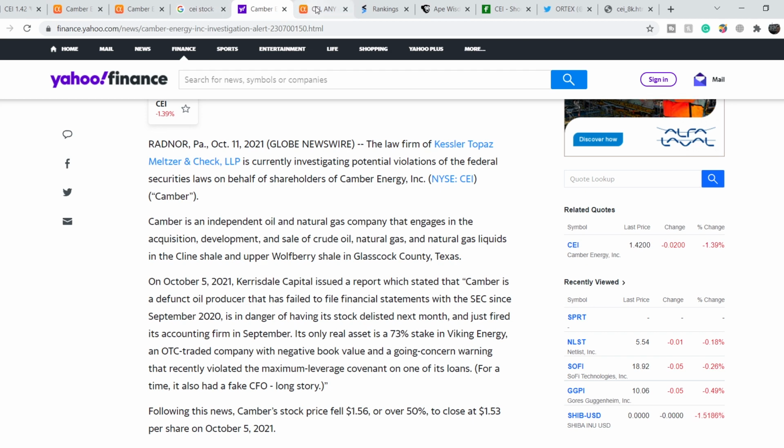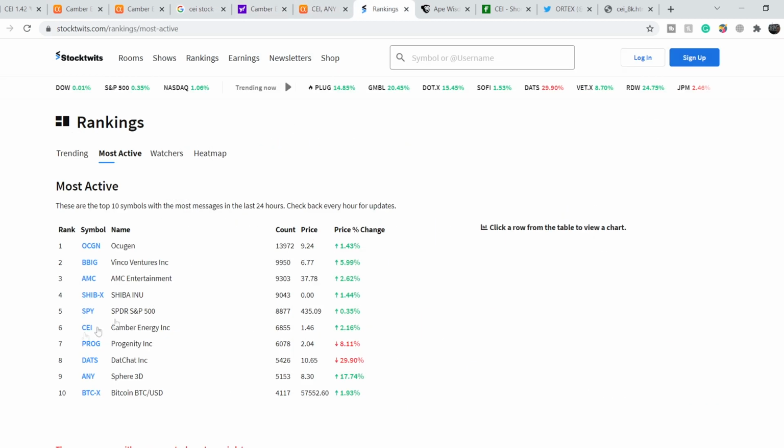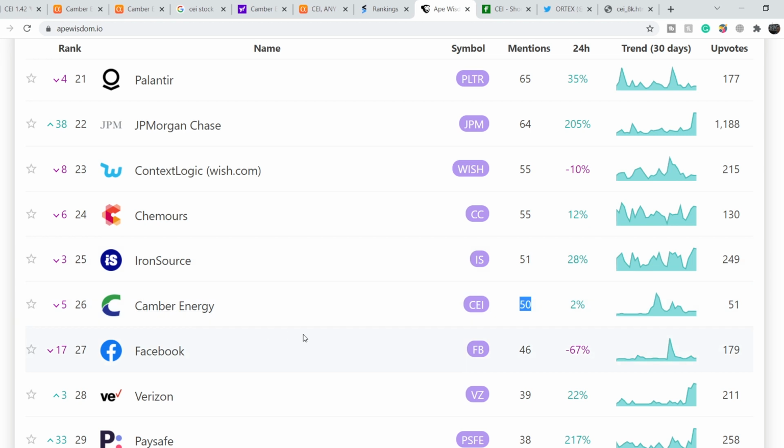And let me show you that we still have this ticker among the most active list on the sixth place on StockTwits website. And it has 6,855 mentions. And we also have this ticker on apewisdom.io, but the position is number 26 and it's down for about 5 rows. And it has only 50 mentions.